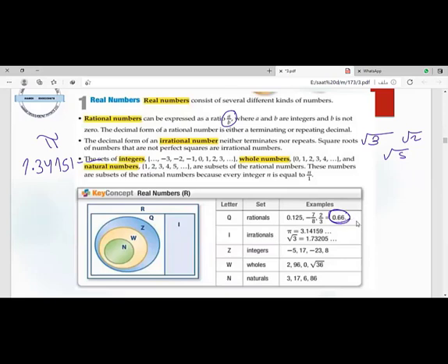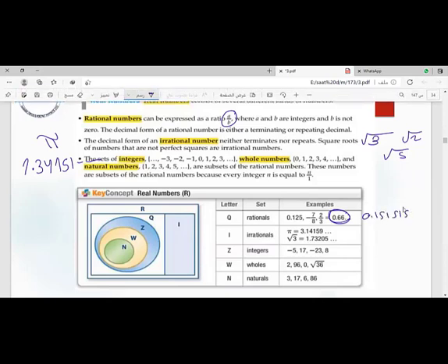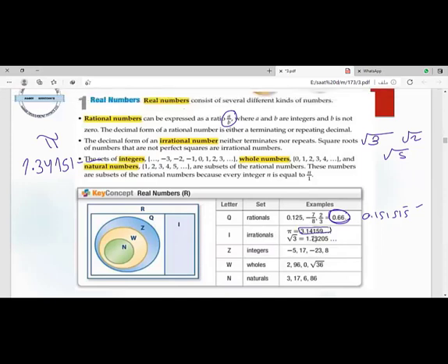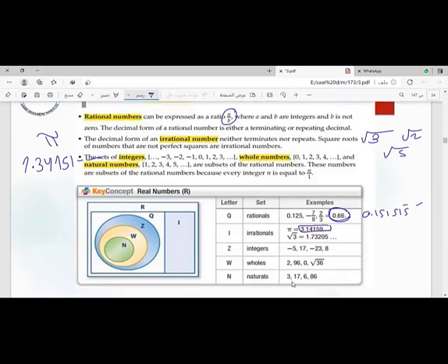3 over 1 is rational. Or 0.151515 is also rational. Here, a repeating number that is not the same is irrational. Radical of 3 is irrational. Integers, whole numbers, and natural numbers.